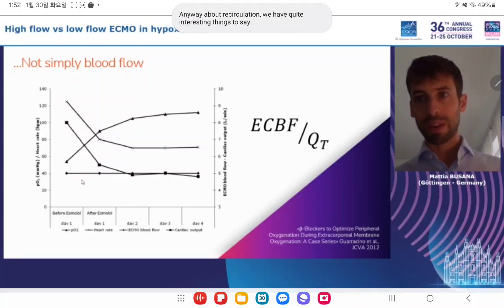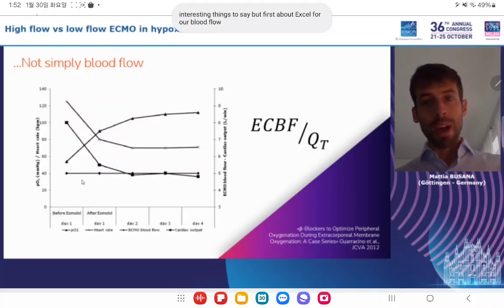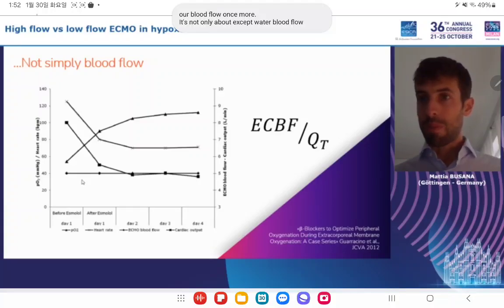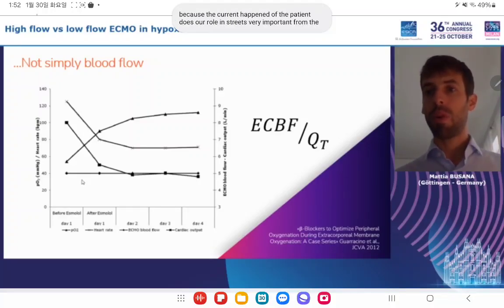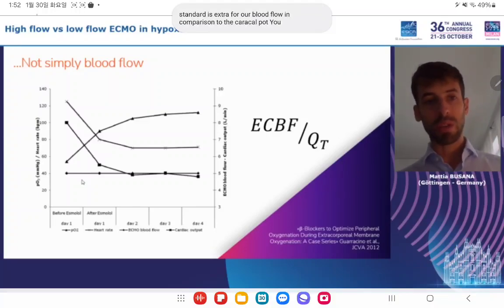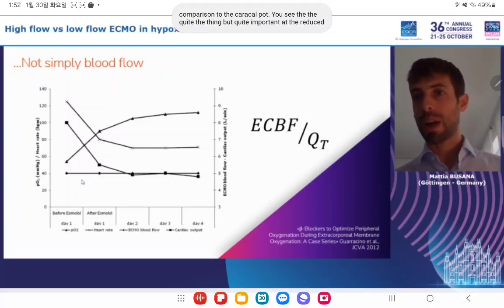But first, about extracorporeal blood flow once more. It's not only about extracorporeal blood flow, right? Because the cardiac output of the patient plays a role. And so it's very important to understand this extracorporeal blood flow in comparison to the cardiac output. And you see that in this study, they did a quite simple thing, but quite important. They reduced the cardiac output of the patient with a beta blocker.